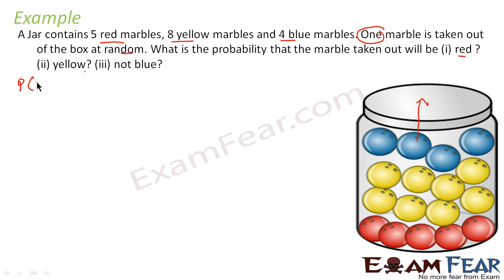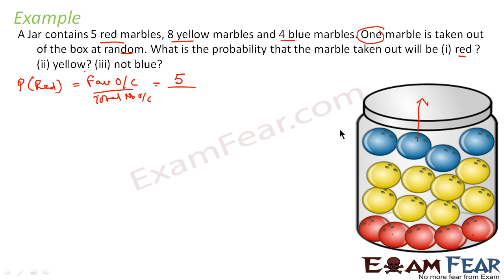So here, probability of red will be nothing but favorable outcome by total number of outcome. Correct? What is the favorable outcome for red? How many reds are there? 1, 2, 3, 4, 5. So there are 5 possibilities that it will be red.